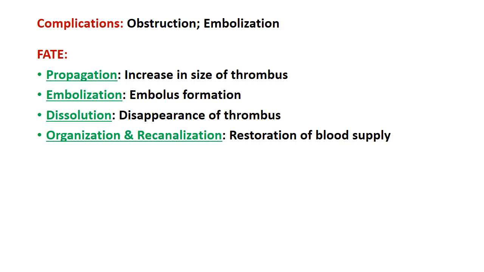And coming to the fate of the thrombus, the thrombus can be seen with the propagation. So propagation indicates there is increase in the size of the thrombus with more recruitment of cells, be it platelets or RBCs. So it keeps on increasing in size, which is known as propagation. And then once thrombus gets detached from its underlying attachment, so it is free in the circulation, then you call it an embolus. So you call it embolization.